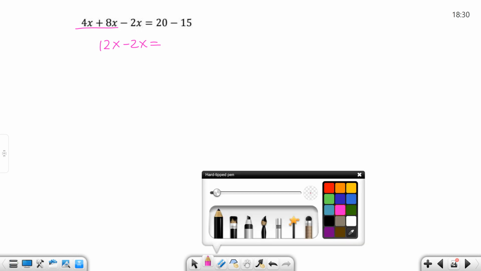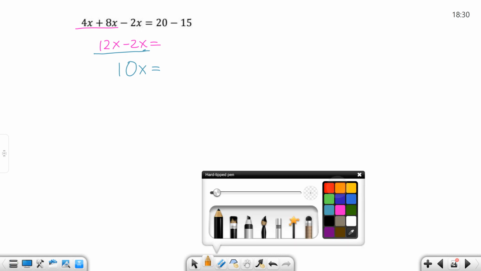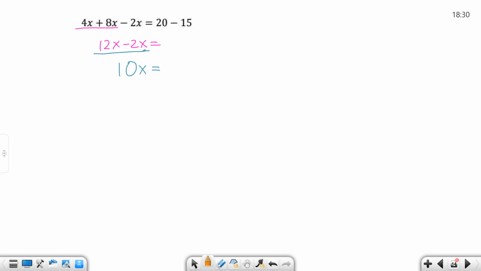I'm not worried about the other side right now. Now, do I still have like terms? So put those together. What is 12x minus 2x? Again, you still have an x. 12 minus 2 is 10. So 10x equals, now I go to the other side. I've already got that side simplified. There's nothing else I can do to 10x. Boom, I'm done, 10x.